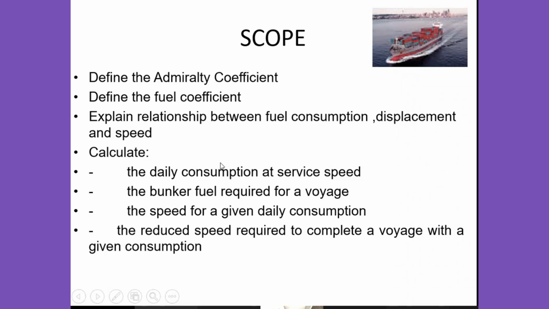So this is the first type of numericals based on the above. Define the Admiralty coefficient, define the fuel coefficient, explain the relationship between fuel consumption, displacement and speed, calculate daily consumption at service speed, the bunker fuel required for a voyage.